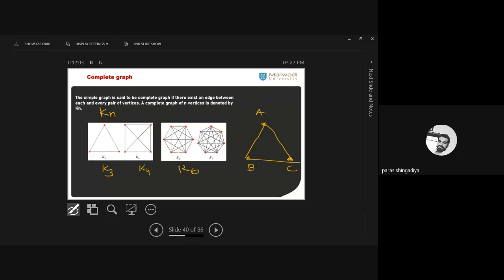Here the first graph is K3, and you can see that the degree of all vertices is 2. The second graph is K4, and the degree of all vertices is 3 here. That is the graph of K6, and you can see that the degree of all the vertices is 5. Clear? So in a complete graph with n vertices, the degree of all the vertices is n minus 1.